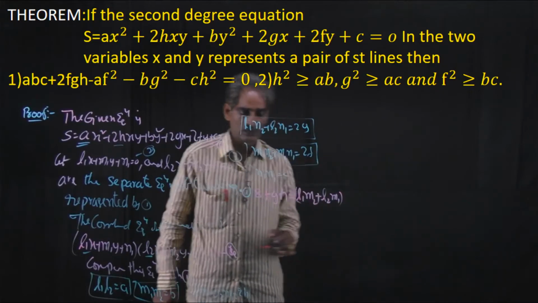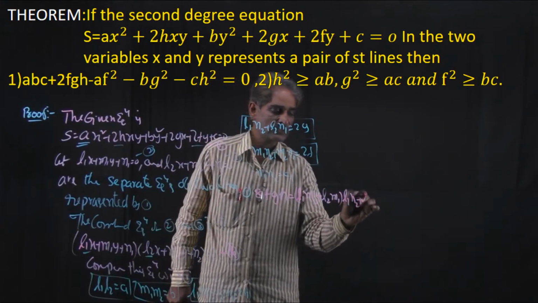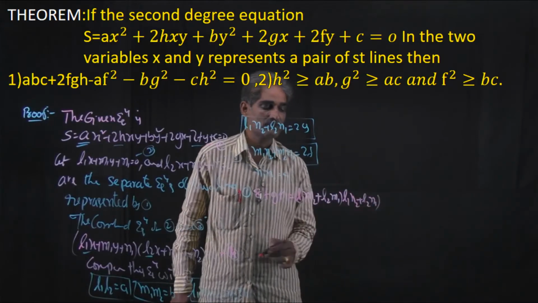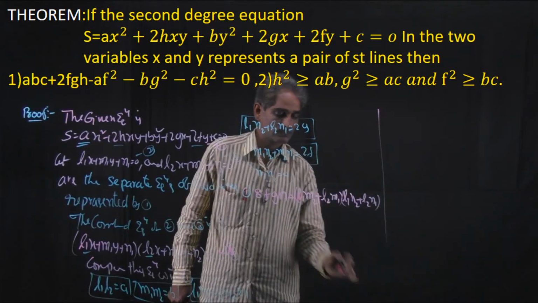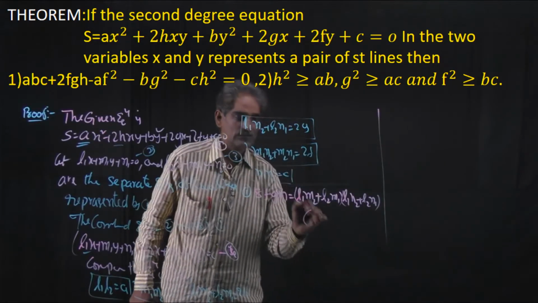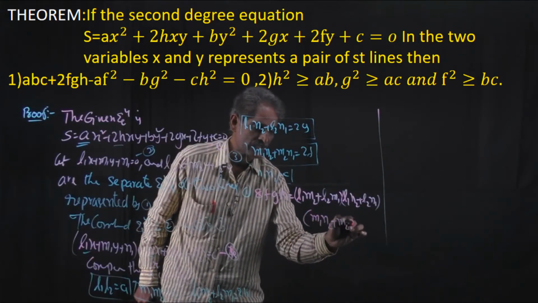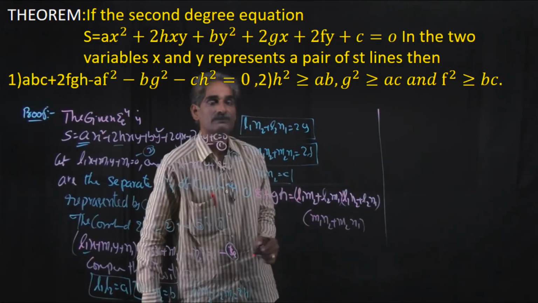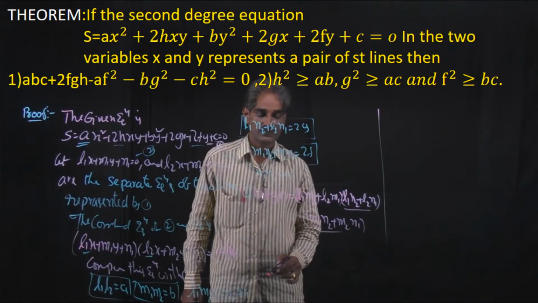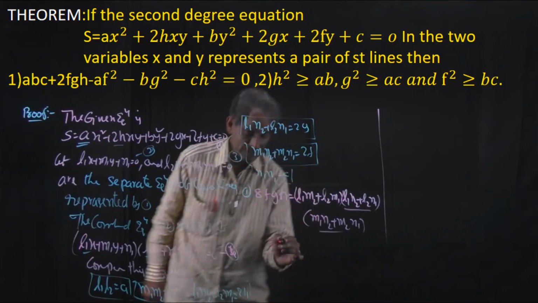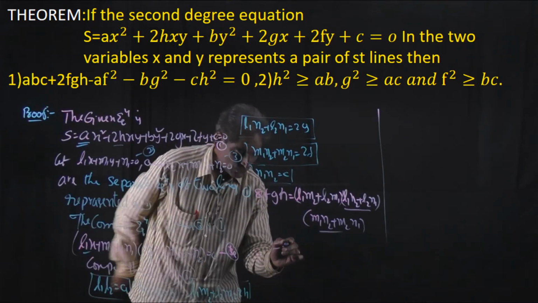Into 2G: L1 N2 plus L2 N1, into M1 N2 plus M2 N1. Just multiplying these two terms first of all. Okay, so then 8FGH is equal to L1 M2 plus L2 M1.